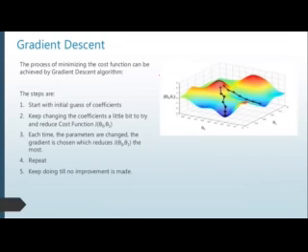How it works: there will be a diagram given here. Start with the initial guess of coefficients, then keep changing the coefficients a little bit to try and reduce the cost function, that is J of theta 0 comma theta 1. Each time the parameters are changed, choose the gradient which reduces J of theta 0 comma theta 1 the most, and repeat and keep doing this till no improvement is made. If an improvement comes, the algorithm becomes a success and you can stop the procedure. Otherwise, you can repeat the steps from step number 1 to 4. So simple and easy, gradient descent.